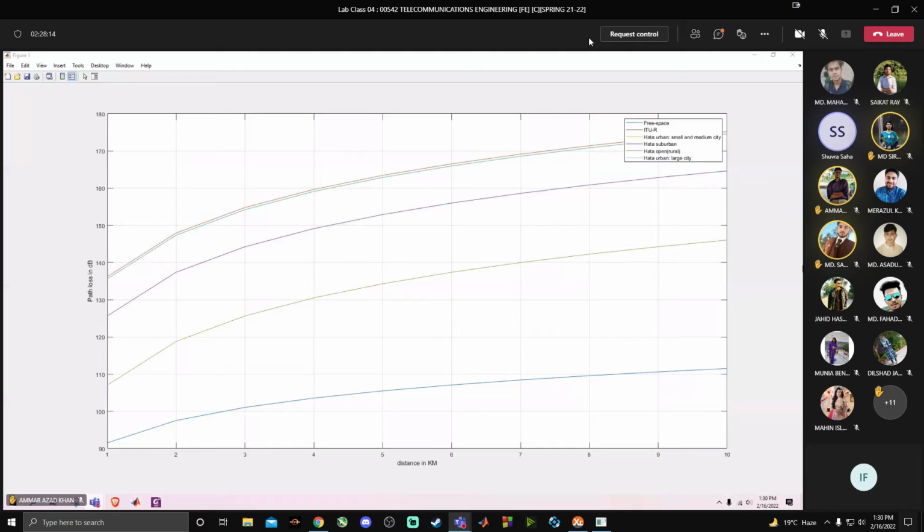Okay, so now we are plotting path loss in dB versus distance for all the propagation models. The 6 propagation models we are using. As you can see in the legends, the names are free space, first one, second one is ITUR, then different versions of HATA. HATA rural for small medium city, HATA suburban, HATA urban, large city, and then HATA open rural area. So from these graphs, Amar, can you make any observation?